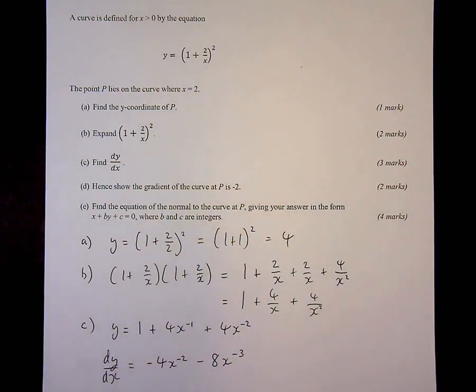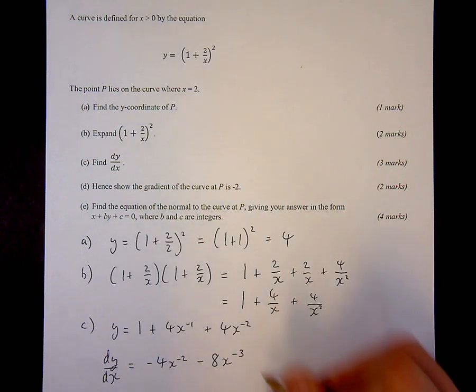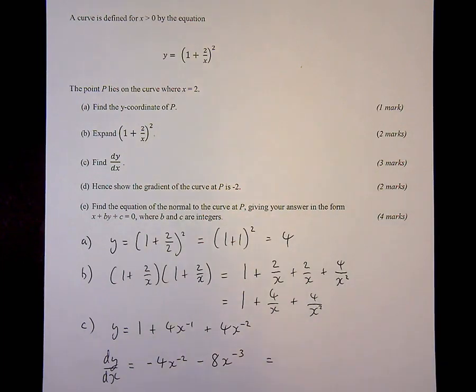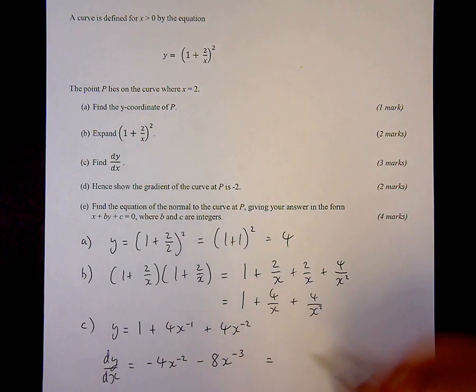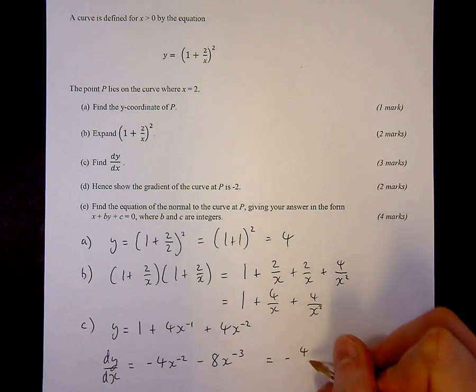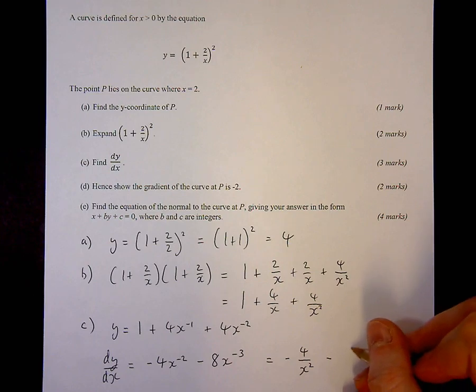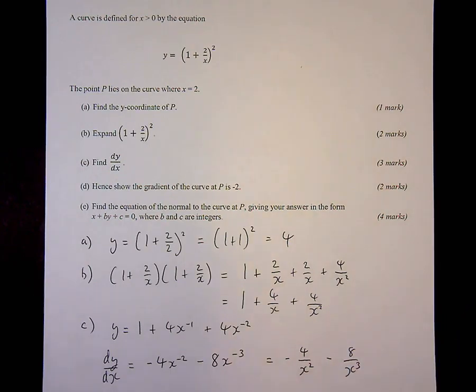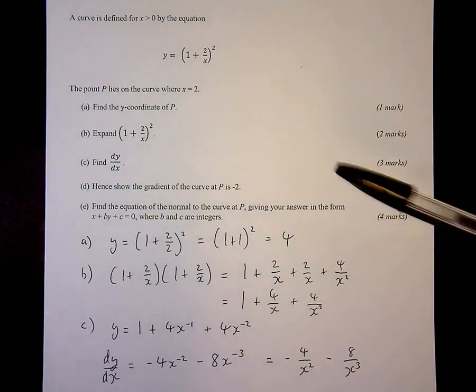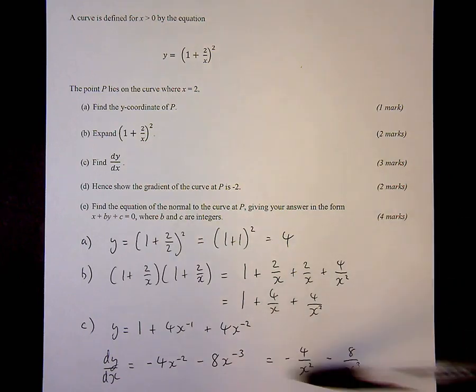Now I don't specifically need to do it in this part. I think it's nice just to simplify it down a little bit more, rather than write x to the negative 2, switch it back into a fraction, over x squared. And do the same thing with this one, so 8 over x cubed. It's not strictly necessary, but it just looks a lot nicer and also makes life a little bit easier for dealing with later on in part D. So, part D.